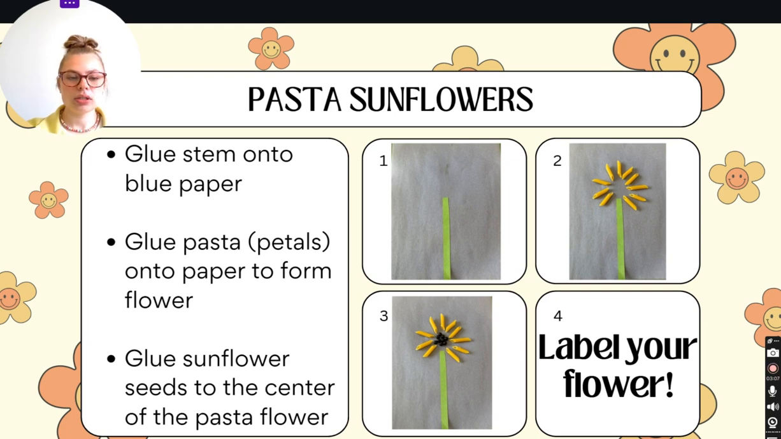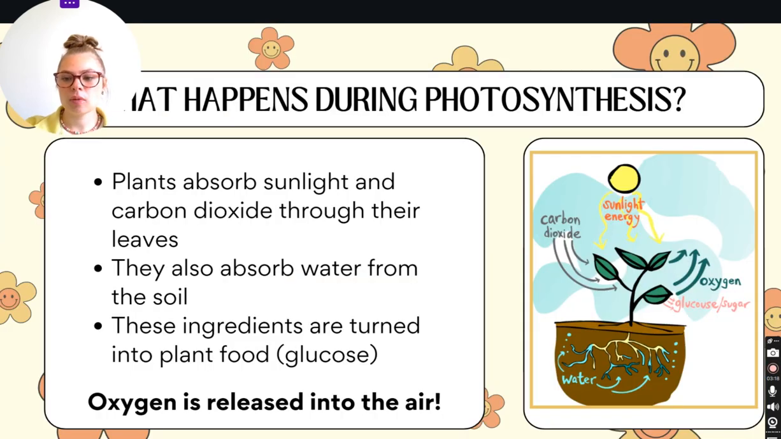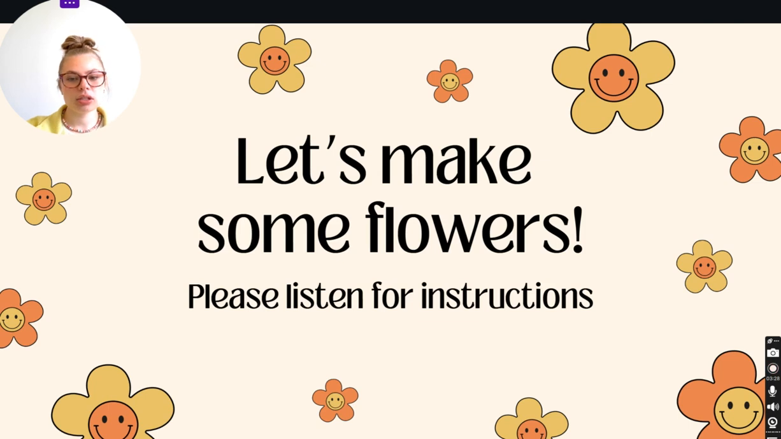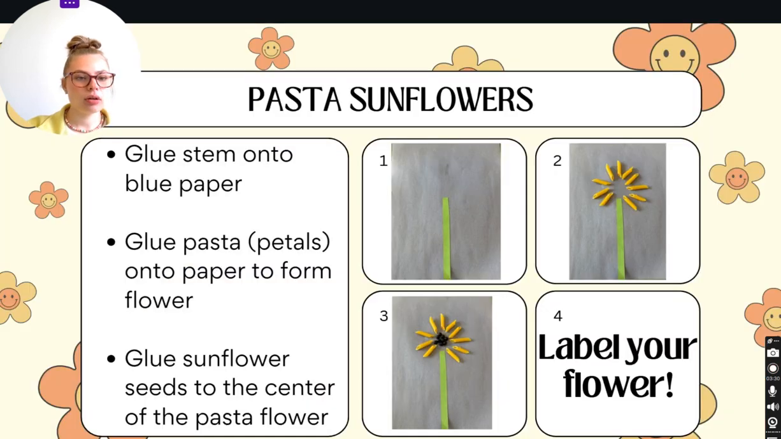Once they are done gluing all of the parts of their flower, have them label not only the plant parts, but also see if they can label the carbon dioxide diagram. If you have to, you can go back to this slide so that way they can see it. If they can just label carbon dioxide, sunlight, water, oxygen, that'll be good enough. If they can label the glucose and sugar, that's even better, but no pressure. That's only if you have time to do that at the very end.